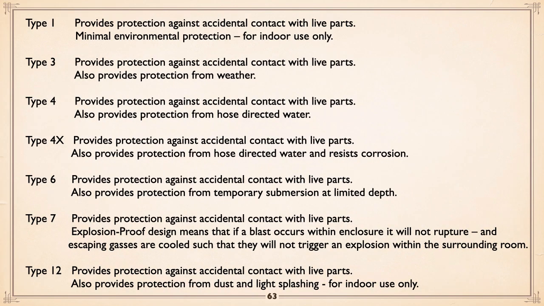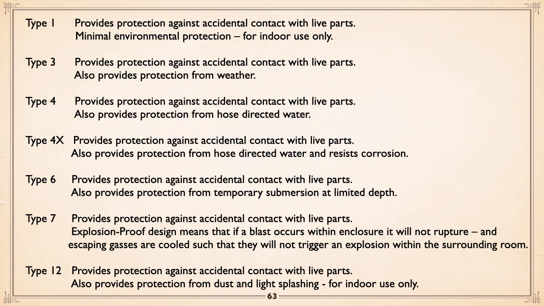And they have Type 1 protection: indoor use only, prevents people from touching stuff and being electrocuted, minimal environmental protection. Type 3, again accidental contact, provides protection from weather. Type 4 prevents contact, again by accident, but also provides protection against hose-directed water, like you're washing something down. It doesn't have to be just rain coming down; it can come up at it with a hose. And by the way, Type 4 qualifies as Type 3, always qualify going up. 4X is the same as Type 4, but it's made with corrosion-resistant parts, either stainless or plastics.